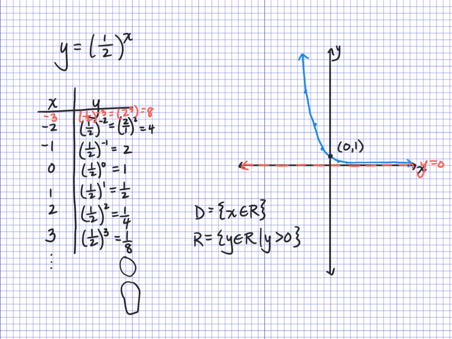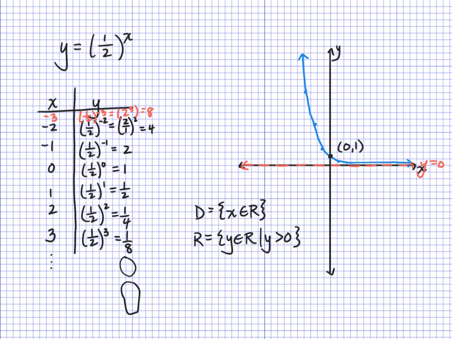So what I'm hoping that you will notice here is that when our base is a number between 0 and 1, instead of our function showing growth from left to right across the domain, in this situation, our function is showing exponential decay.